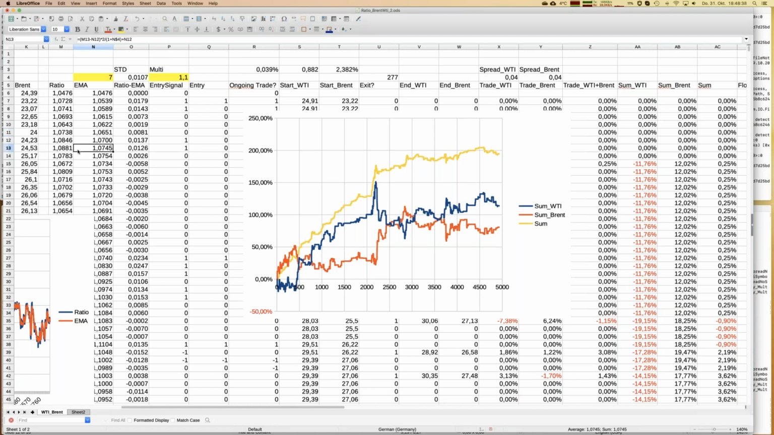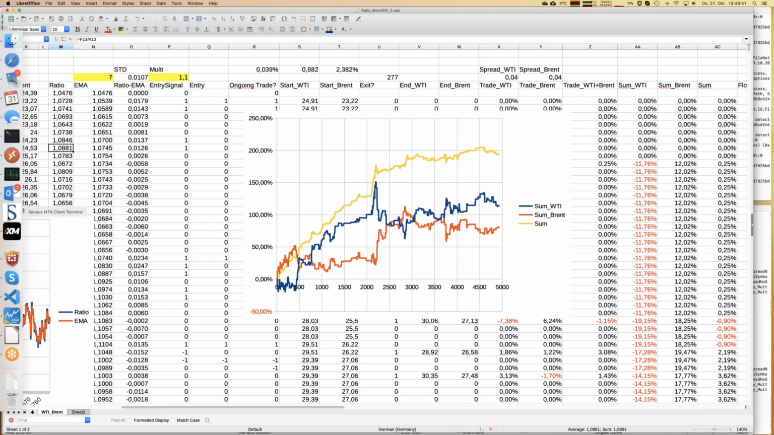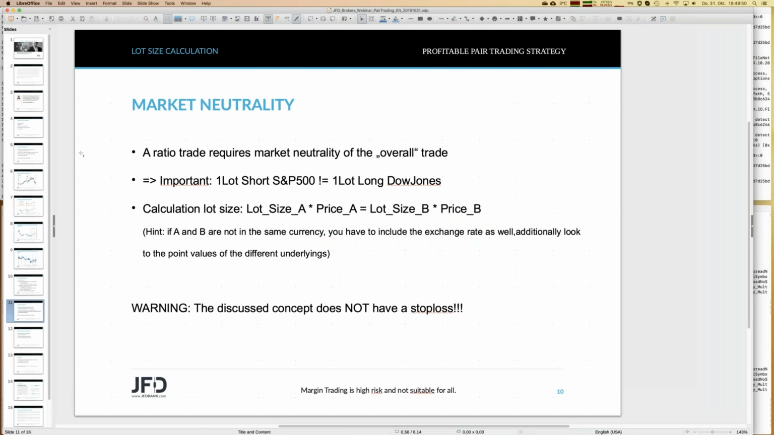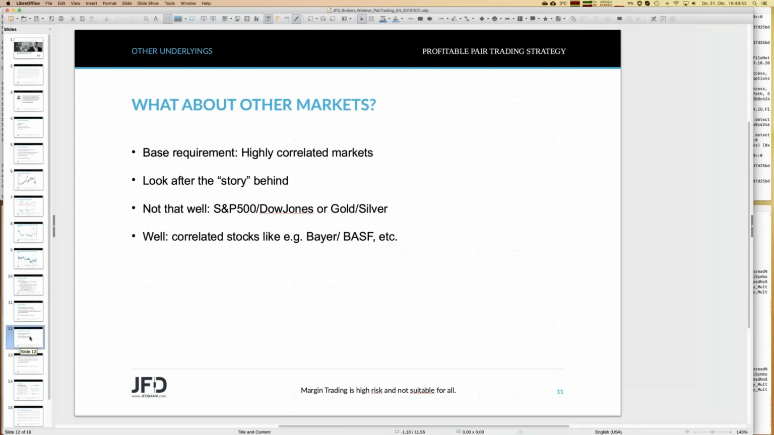But that's a complete strategy. It's really quite easy. Let me give you some hints how you can use the same kind of strategy for other symbols as well. This was WTI and Brent, but as you might remember, I mentioned already the basic requirement. The basic requirement is that we have highly correlated markets, and you might even have what I call a story behind.